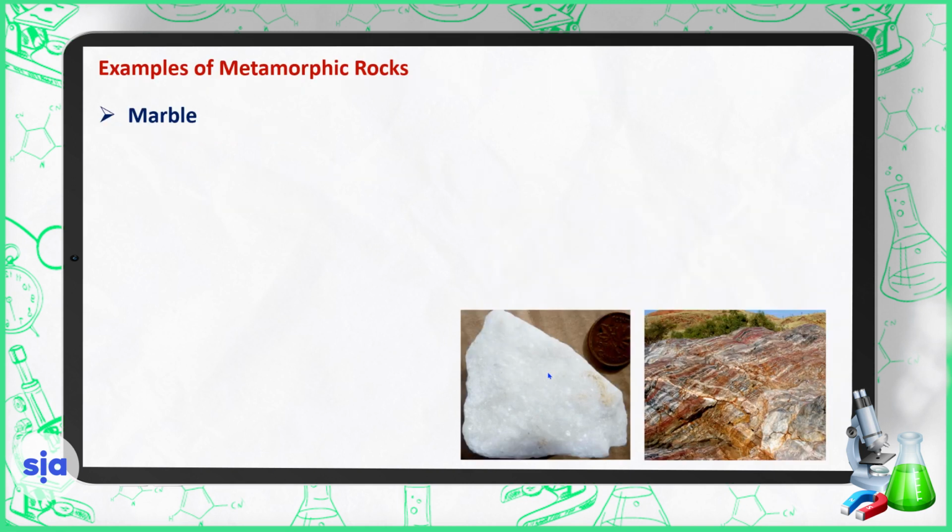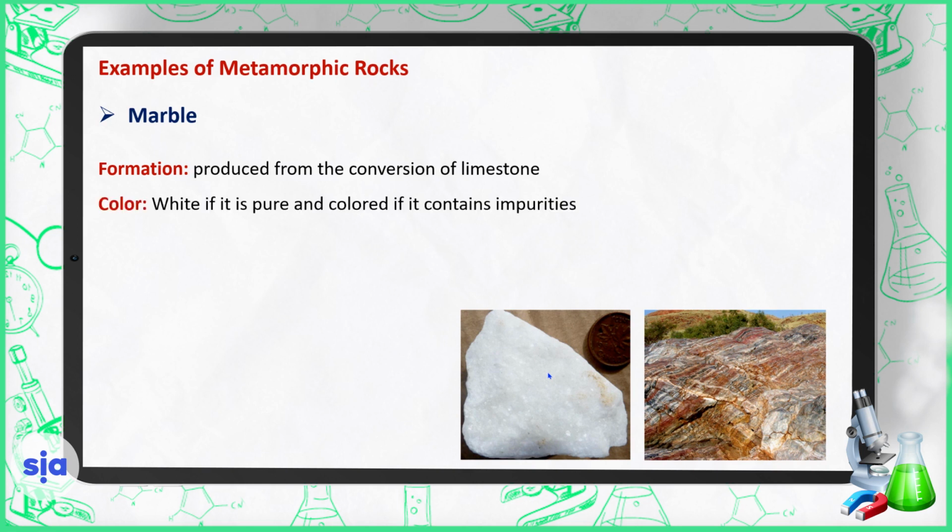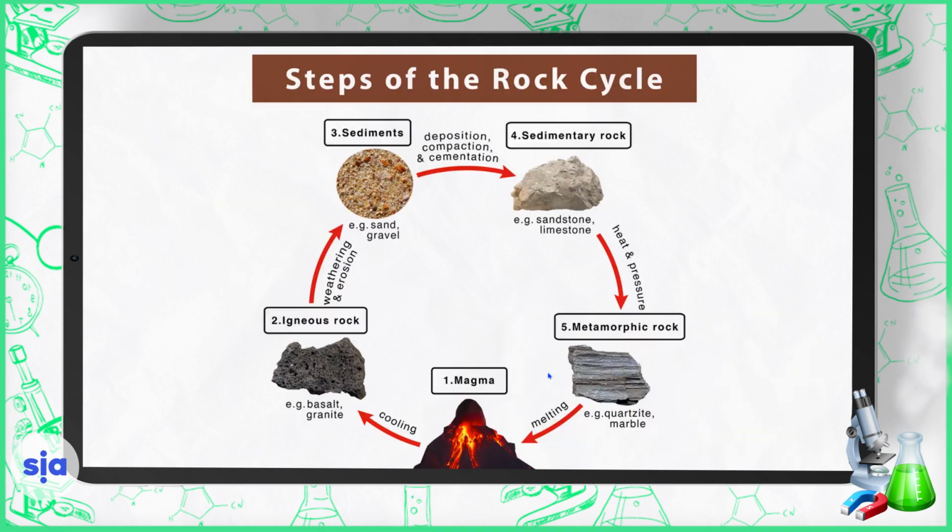Examples of metamorphic rocks. Marble. It is produced from the conversion of limestone. So limestone under high temperature and pressure will be converted to marble. The color is white if it is pure and colored if it contains impurities. The texture is rough. The consistency is more solid and compact than limestone.